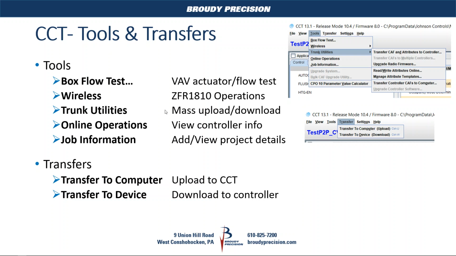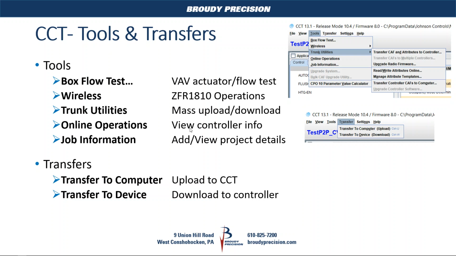Trunk utilities is what's used if you want to do mass upload and download of your application to multiple controllers. If you want to do a mass write or read of your attributes, which would be, say, for a VAV box, your balancing information, your min-max flow settings, your K factor, your box size, all those things. So you can build a table or a template with all that information and have it go out to each controller, so that you only need one application for multiple controllers. It's just the settings that are different, the set points.